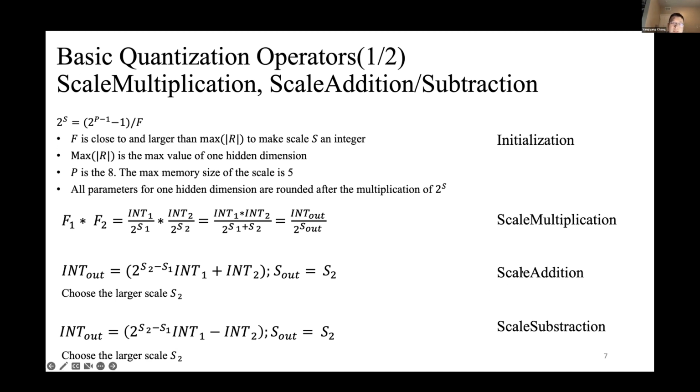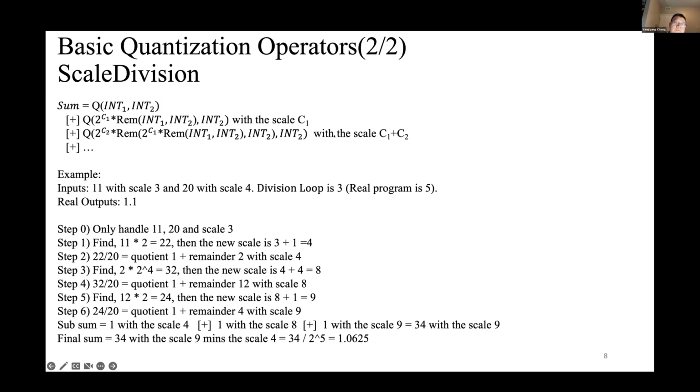So for the scale addition, the summation part, because we have the scale in here, when we do the summation of the 2 integers, we have to multiply one by 2 to the power of S2 minus S1, so as to get the final integer value. And the scale will be updated to the maximum value of these 2 scales. Using the same thing, we can also do the scale subtraction.